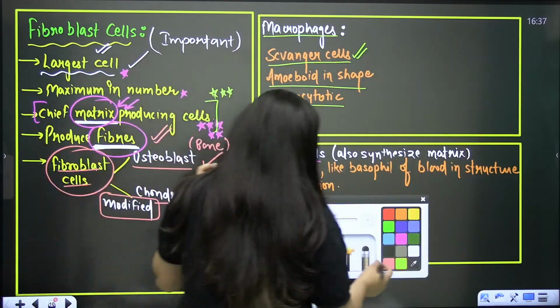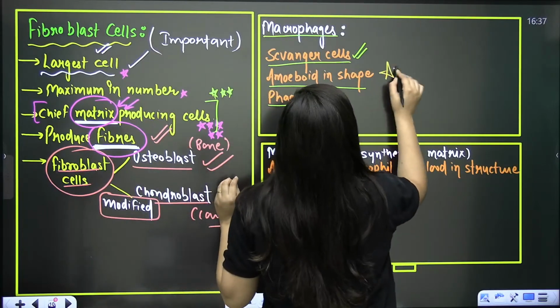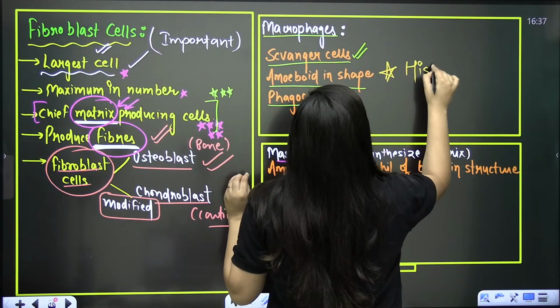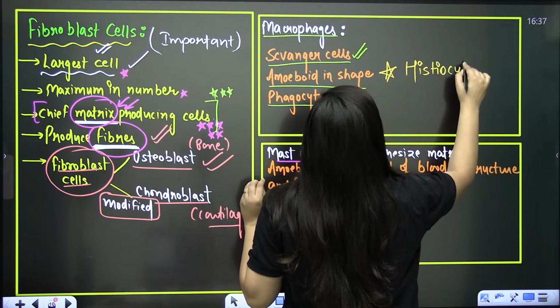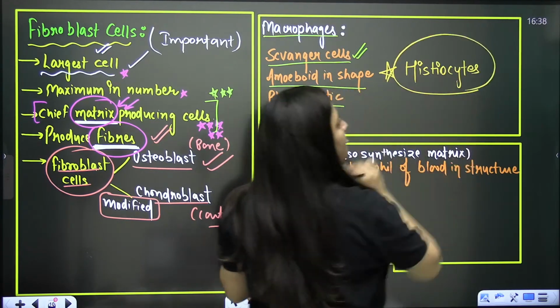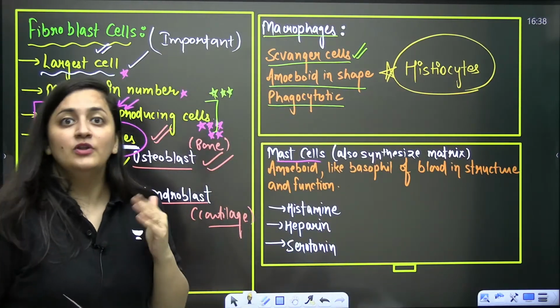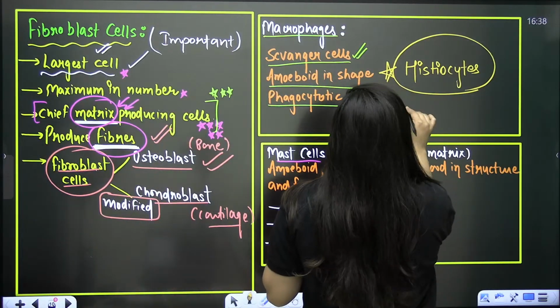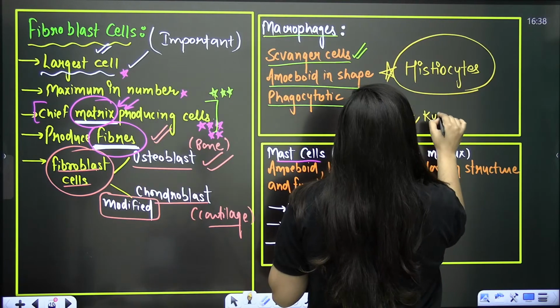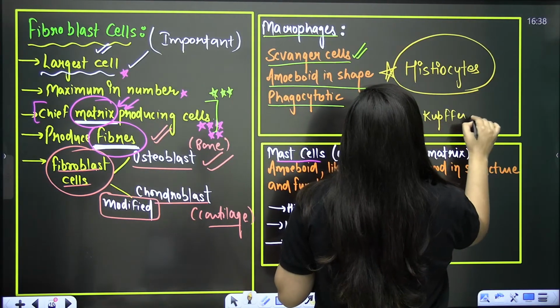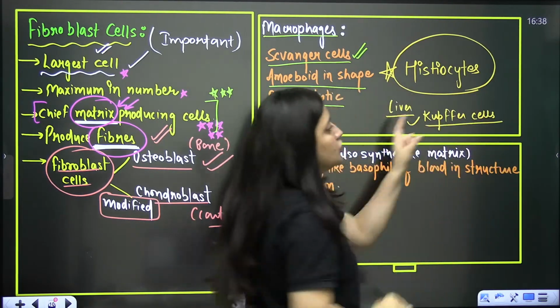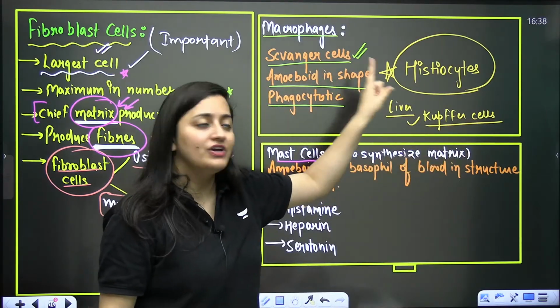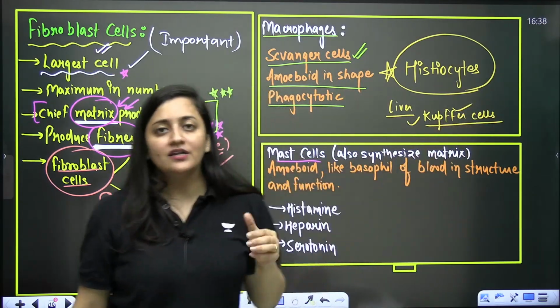Let me tell you one very important point here: macrophages of connective tissue are known as histiocytes. Let me relate it with the liver. In the case of liver, if you remember, we used to say Kupffer cells are present. Those Kupffer cells are the macrophages present in the liver.